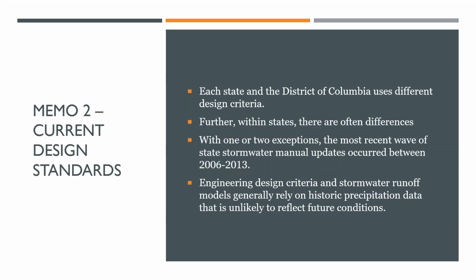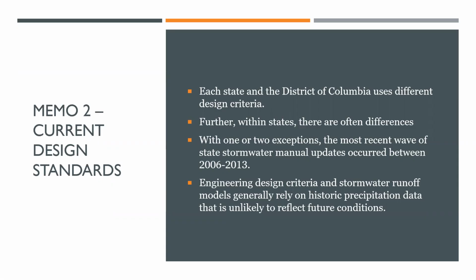So moving from that stakeholder survey, the second memo really tries to summarize the current design standards that are used across the Chesapeake Bay watershed. So we cover each of the different states as well as the guiding principles that were used to put together each of those design manuals when they were done. What are the precipitation data sources that are being used to inform those design standards? What are some of the models that are used for modeling stormwater runoff through urban areas?